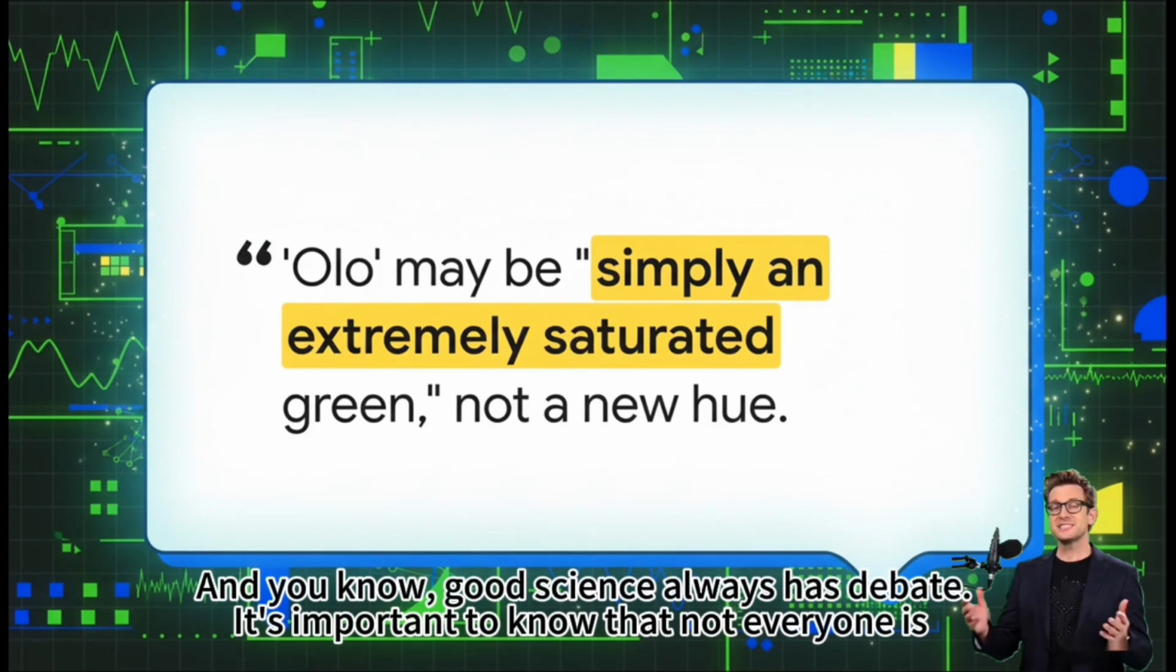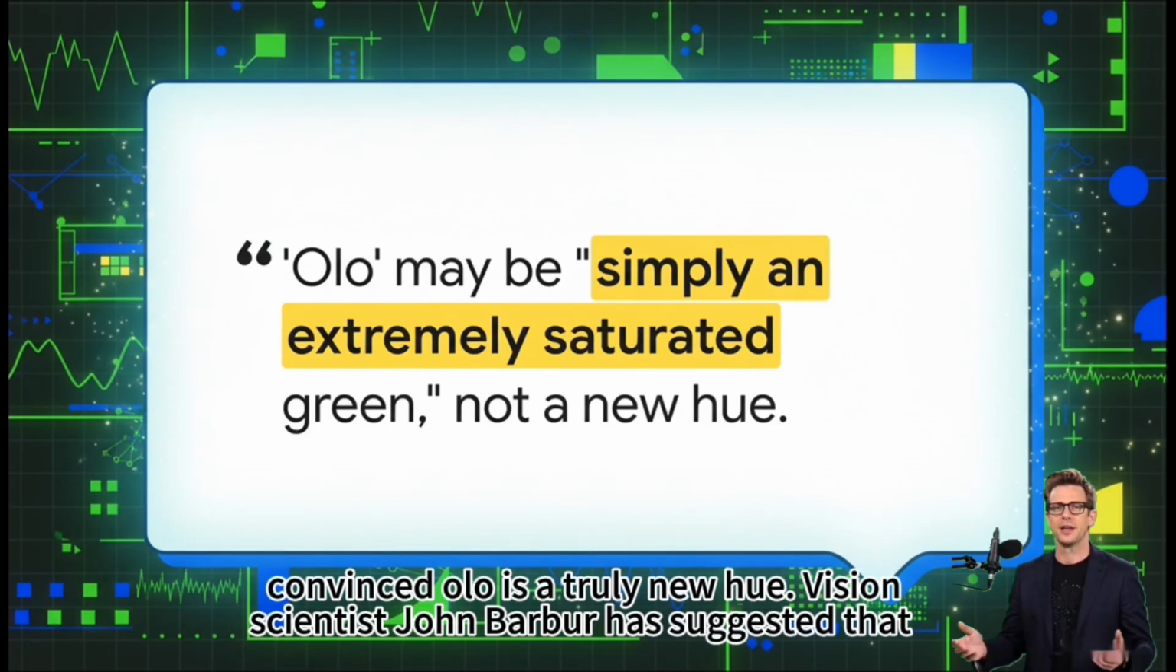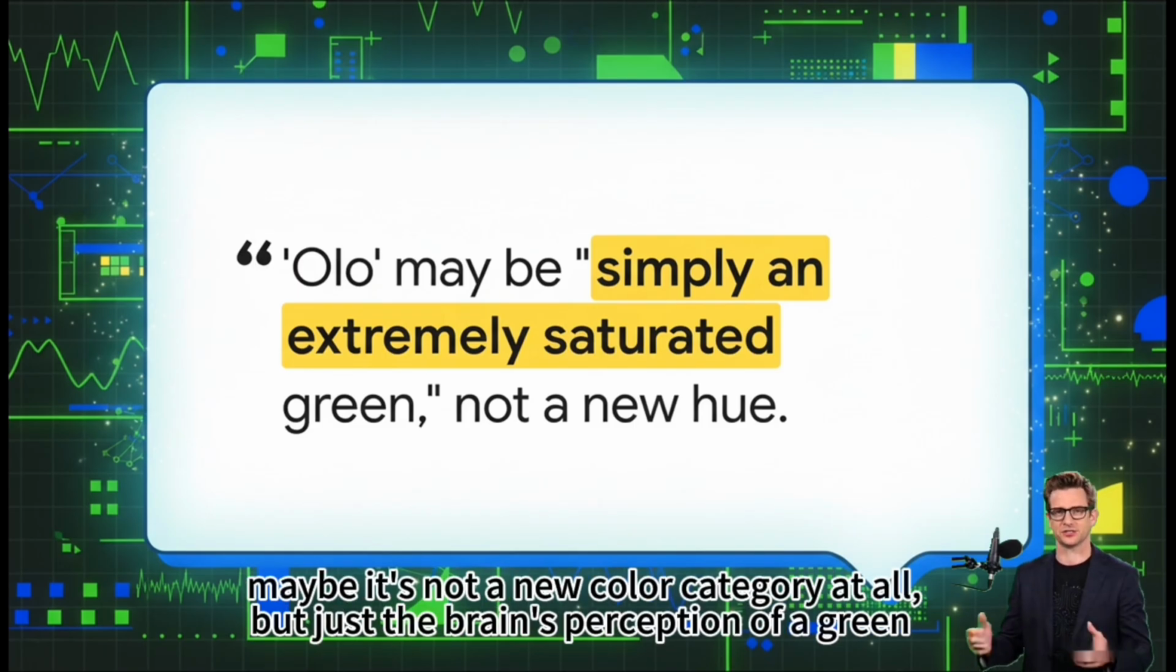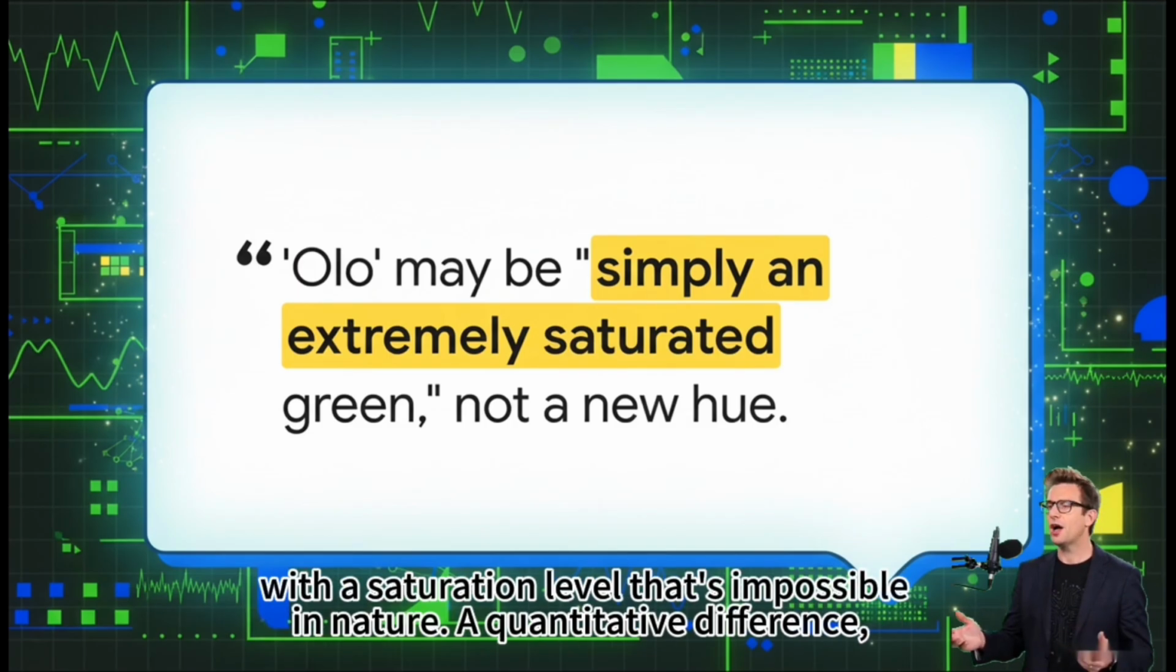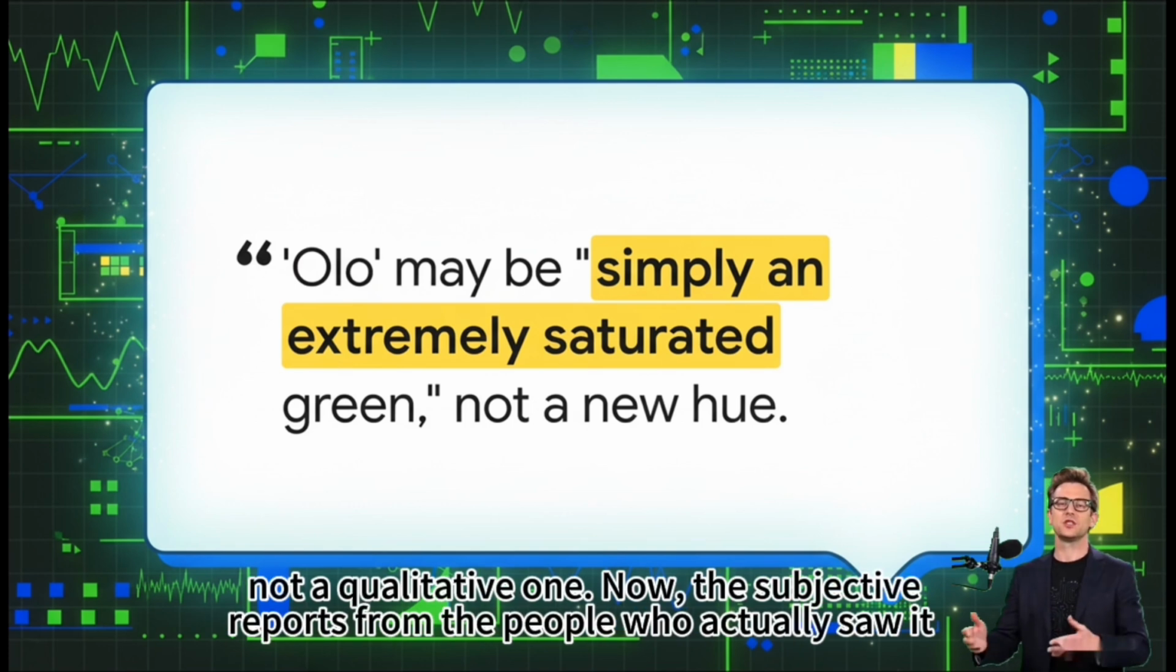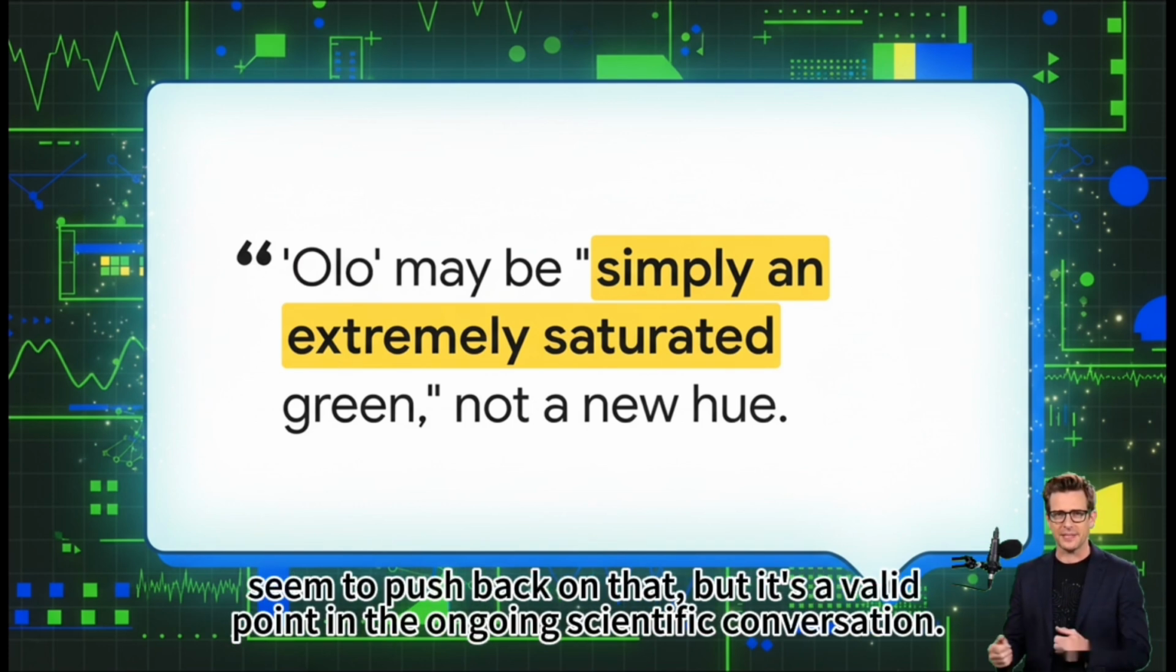And good science always has debate. It's important to know that not everyone is convinced Olo is a truly new hue. Vision scientist John Barbier has suggested that maybe it's not a new color category at all, but just the brain's perception of a green with a saturation level that's impossible in nature. A quantitative difference, not a qualitative one. Now, the subjective reports from the people who actually saw it seem to push back on that, but it's a valid point in the ongoing scientific conversation.